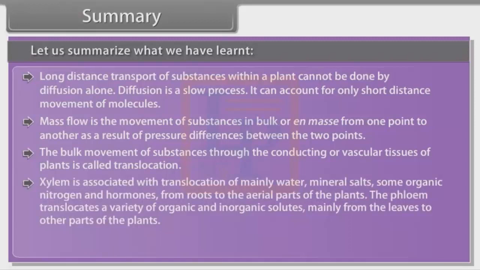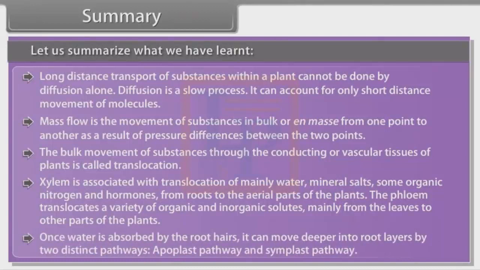Xylem is associated with translocation of mainly water, mineral salts, some organic nitrogen and hormones from roots to the aerial parts of the plants. The phloem translocates a variety of organic and inorganic solutes, mainly from the leaves to other parts of the plants. Once water is absorbed by the root hairs, it can move deeper into root layers by two distinct pathways, apoplast pathway and symplast pathway.